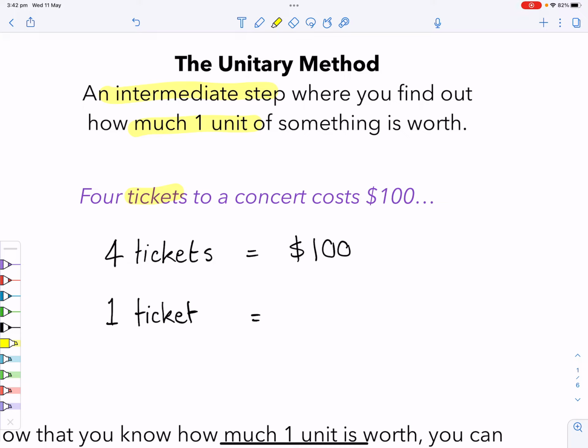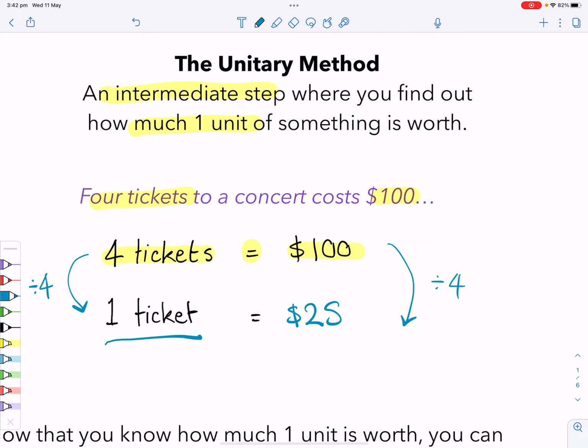So here I've got a statement that says 4 tickets to a concert costs $100. I've expressed that in maths here: 4 tickets equals $100. What I'm doing here is dividing by 4 to see how much 1 ticket is worth. This is the 1 unit. And I have to do the same thing to both sides for this trick to work. So this will also be divided by 4, which gives me $25. So we've now found the value of 1 ticket, or 1 unit.